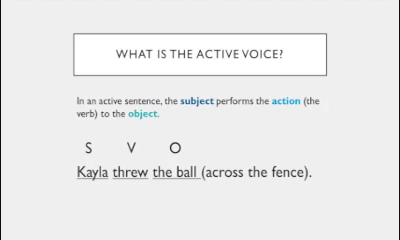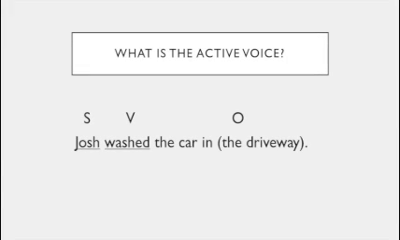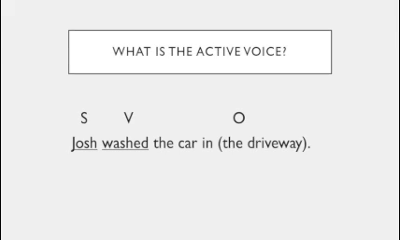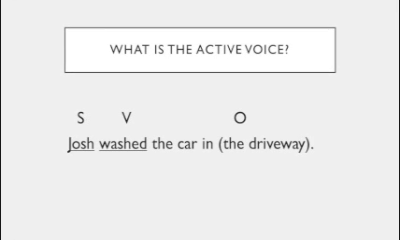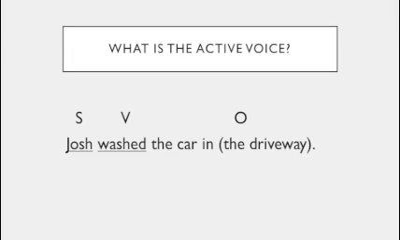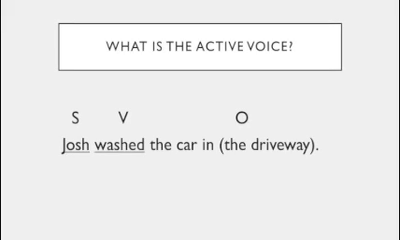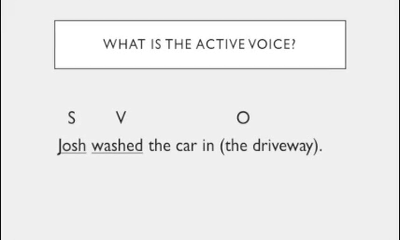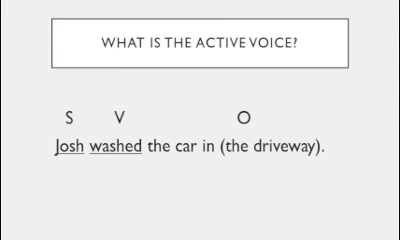Now, another example is Josh washed the car in the driveway. In this case, we're saying that there's a subject, which is Josh, who washed, which is carrying out the verb, the car, which is the object, in the driveway. Okay, so with an active sentence, there's always the subject first, who does the action or performs an action to the object.